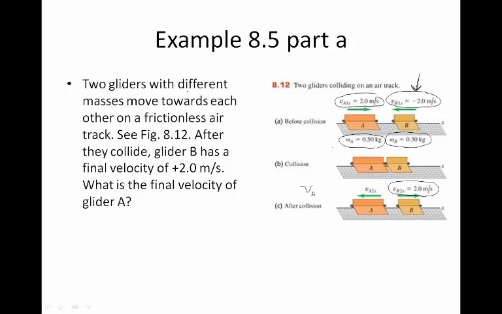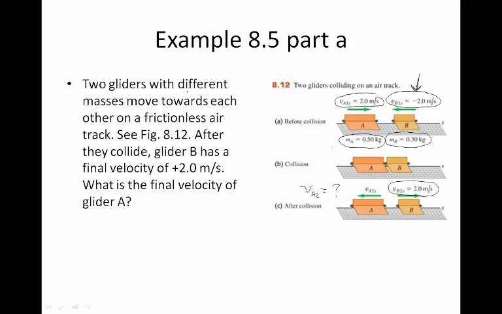So VA, let's see, V1 and V2. They're using 1 and 2 for initial and final. So VA2 is what we're looking for. And qualitatively, we know that we should end up with a negative value because we see from the diagram that cart is going to move to the left. So it should have negative velocity.